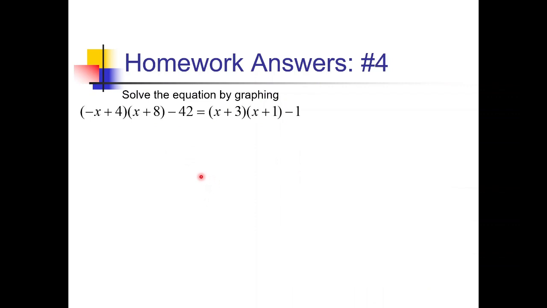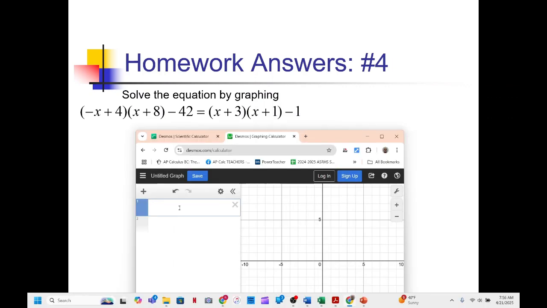For this problem, they want us to solve the equation by graphing. Basically, we just need to graph each side individually and see where they cross and pick out those x values. So let's go to Desmos for that. So we've got our first equation, negative x plus 4, and then another parentheses with an x plus 8, and then a minus 42, so lots going on there. Can't really see the parabola anymore, but we'll figure that out in a minute.